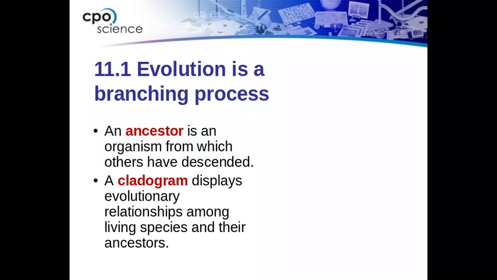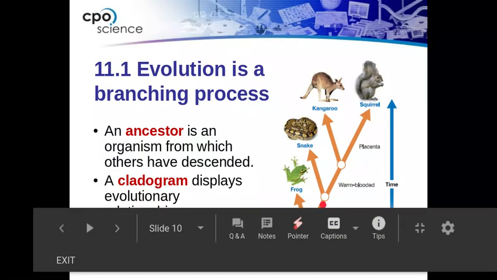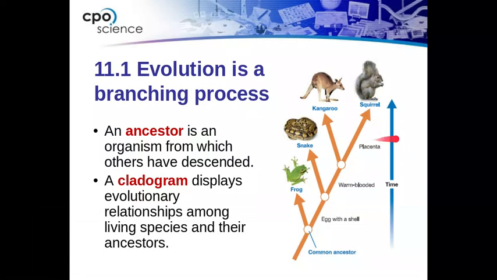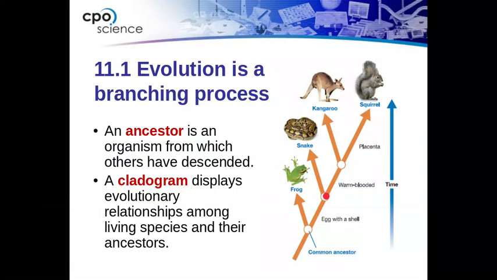Evolution is a branching process. An ancestor is an organism which others have descended from. So if we go through and look at this, we can see how it has changed throughout it. We can see that there are different points where we can show how they have branched off. So for instance, born in a shell, that's the difference between a frog and a snake.